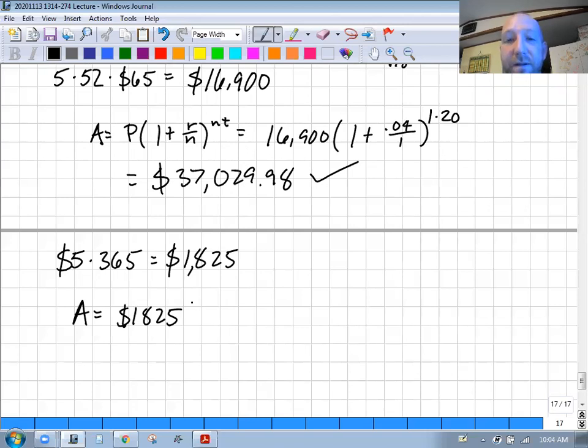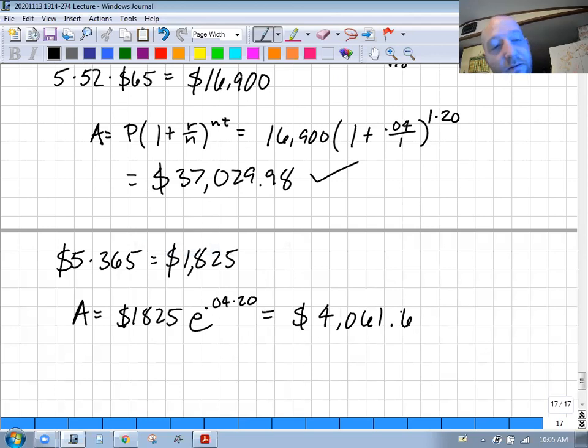all right, for 20 years at 4% interest, here, let's compound it continuously. Why not? E to the rate times the time, 20 years, just 1 year of cigarette money. We have, let's see, 0.04 times 20. Now e to the, now times 1825. That gives me $4,000 and 61 cents. So that's just 1 year, right?